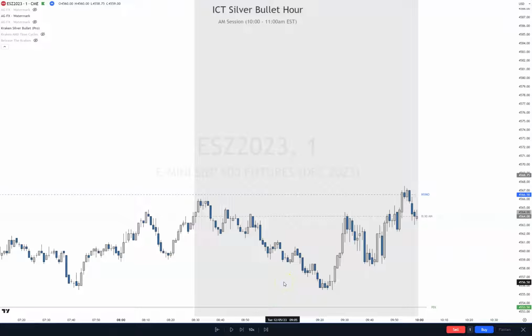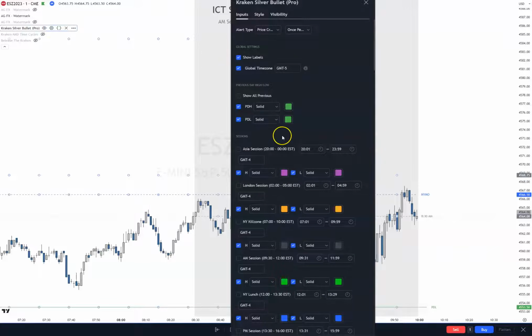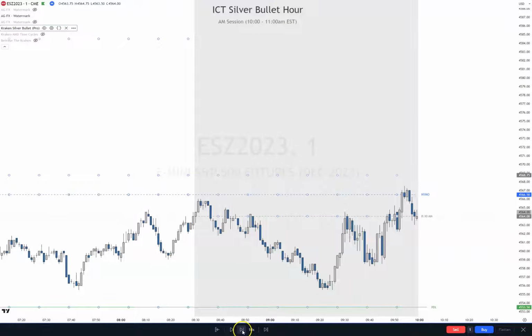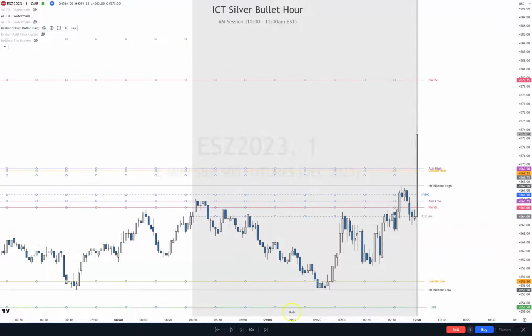Today I want to go over the AM Silver Bullet on ES for Tuesday, December 5th. Before we come to the chart, the first thing we're going to do is open up the Kraken Silver Bullet Pro indicator, and you can find information on how to get this on your charts in the description of the video. Because this is AM, we're going to turn on the Asia session, the London session, the New York Killzone, and the PM session. For New York Killzone, though, I have to go one additional candle, so that it shows the most current Killzone. Okay. All right. So where are we?